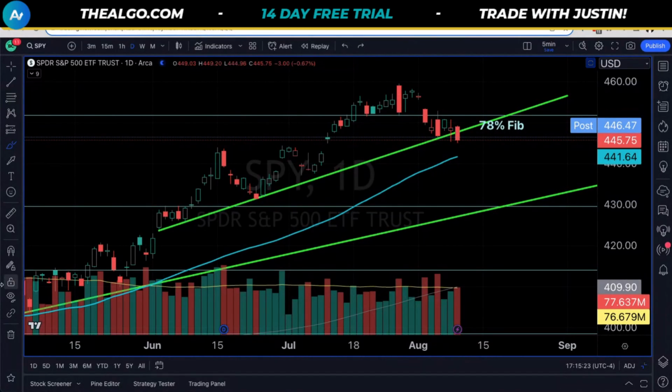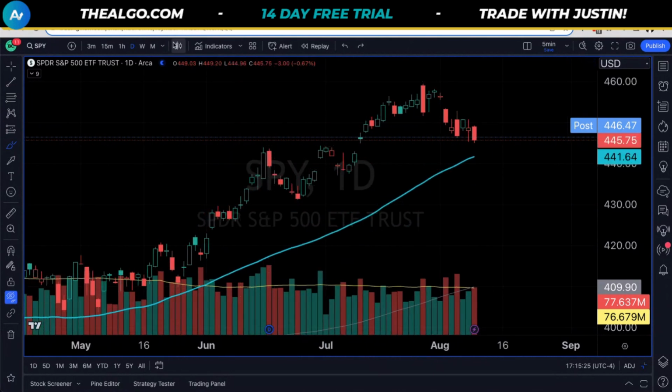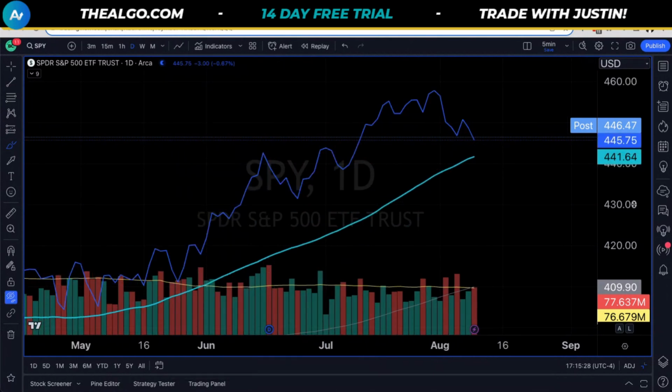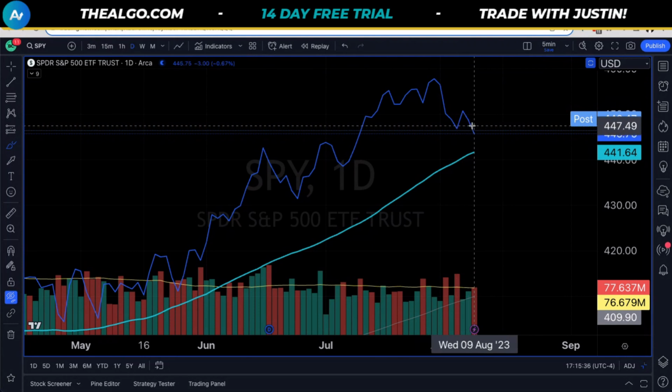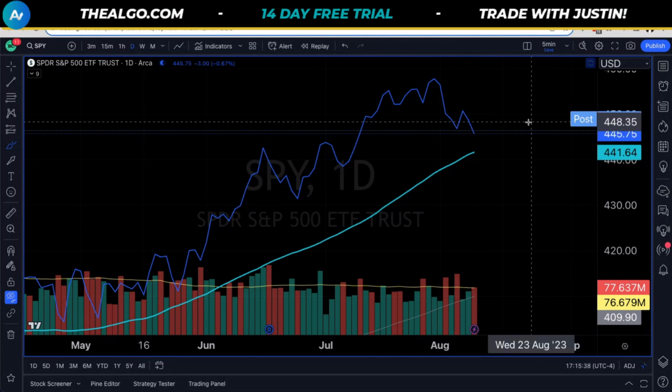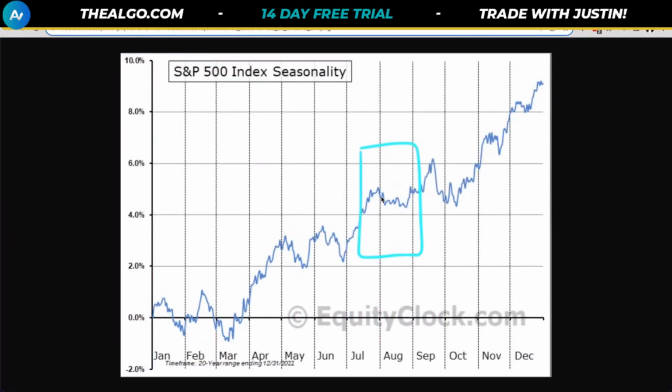Let's look at the seasonality chart, which means we're going to hide everything, snap this to a line chart, and just look and see if it looks similar. All right, so down, dead cat bounce, down to a marginally lower low. Here we close at 446.81. Here we close at 445.7. Not a lot lower, but it's lower.